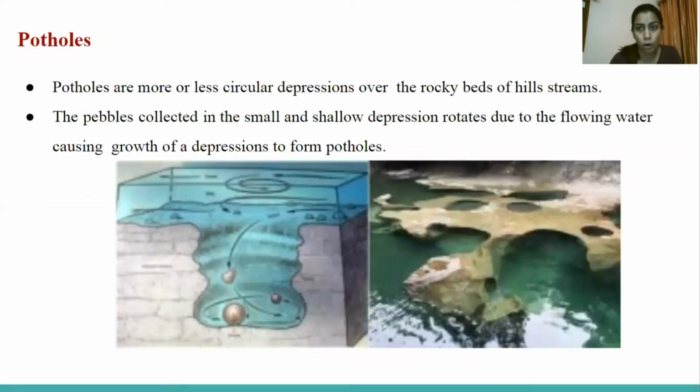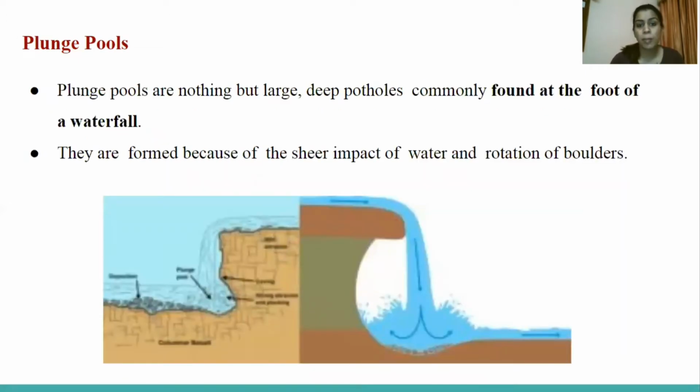The next is potholes. So potholes are more or less circular depressions over rocky beds or hilly streams. The pebbles collected in the small and shallow depressions rotate due to the flowing water, causing growth of depressions to form potholes. As you can see in the pictures, how potholes are formed. The next are plunge pools. So plunge pools are nothing but large, deep potholes commonly found at the foot of a waterfall. They are formed because of the sheer impact of water and rotation of boulders. The plunge pools are responsible for formation of waterfalls.